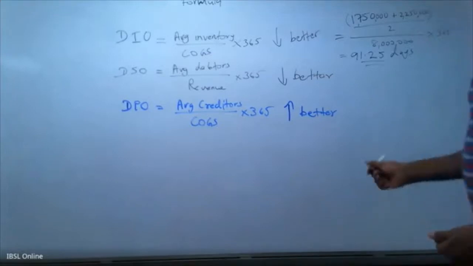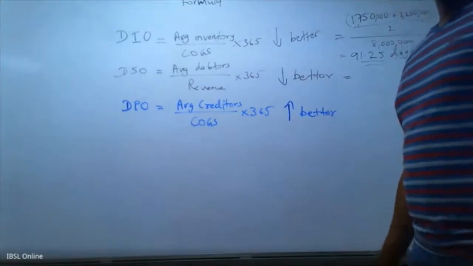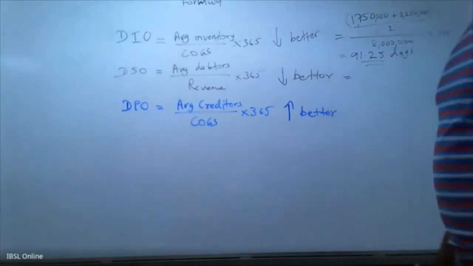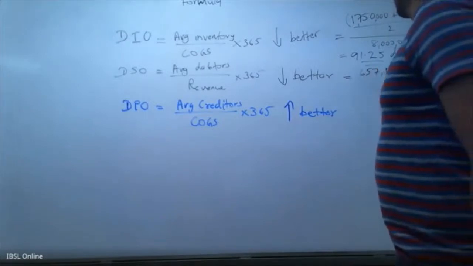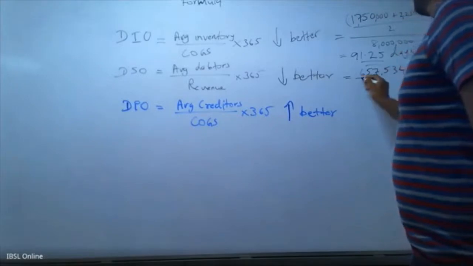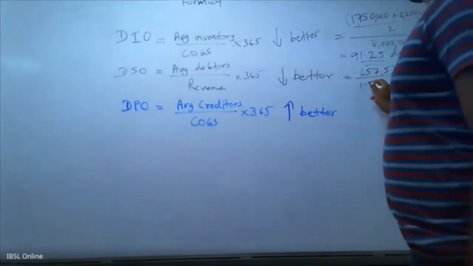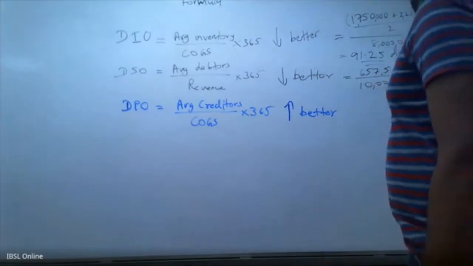Then the days sales outstanding is your average debtors, account receivable, let's say this is the average that is being given, 657,534, divided by your revenue, 10 million, into 365.